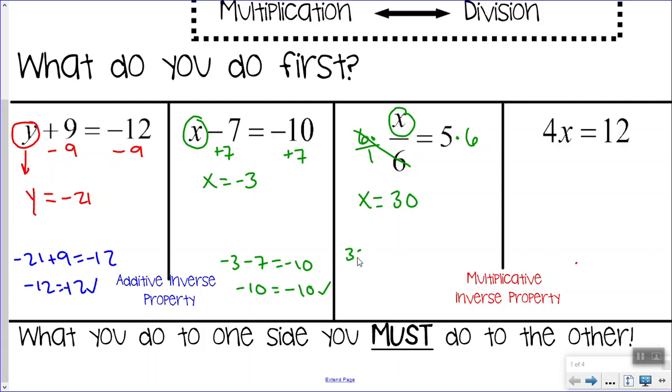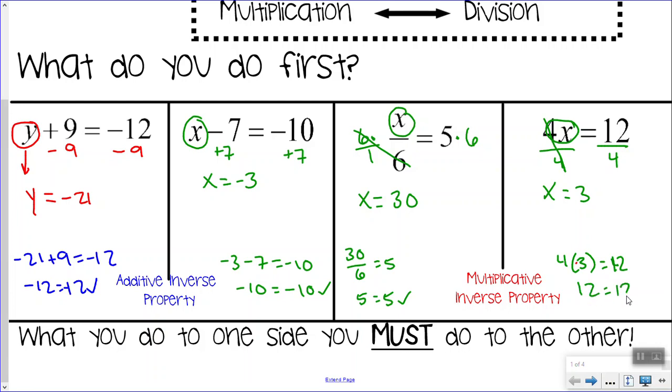If we want to check our answer, we substitute it back in. 30 divided by 6 is 5, so 5 equals 5. Here we have multiplication. The opposite of multiplication is division. So I'm going to divide both sides by 4. 4 divided by 4 is 1, so that just leaves us 1x, which is what we want. And then 12 divided by 4 is 3. If we want to check our answer, we can substitute in 3. And if I do 4 times 3, I get 12, which is the answer that we wanted. Remember that whatever we do on one side, we must do to the other side. Same on both sides. We want to keep that idea of balance.